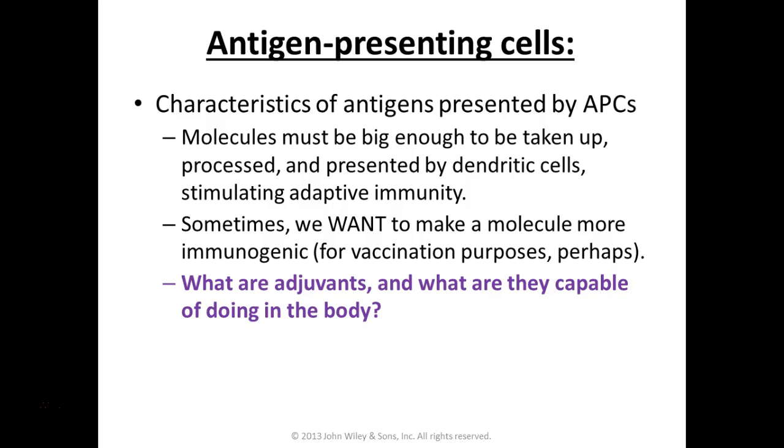In order for our cells to interact with antigens, the antigens have to have certain characteristics about them, right? And one of the characteristics that tends to be really helpful is if they're large in size, right? So they've got to be big enough that they will actually interact with them, take them in and process them. So what if we want to make a molecule more immunogenic? What does immunogenic mean, by the way?